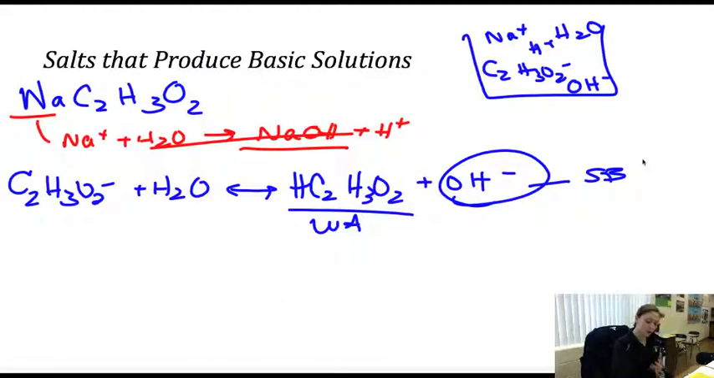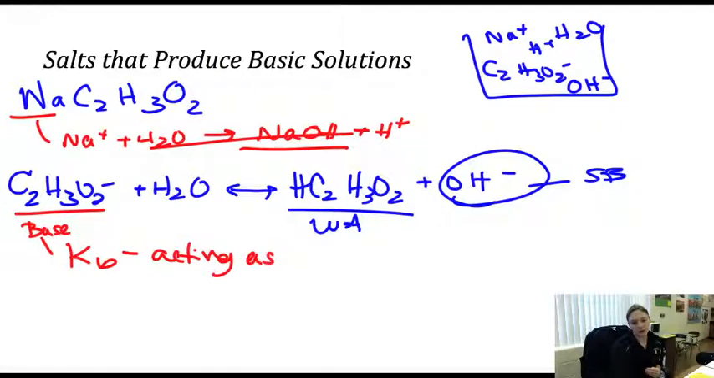Okay, so the C2H3O2 is the thing determining my pH for my solution. And it's basic because you have the extra OH minus. Now, you're going to use a Kb value when we talk about these later because this C2H3O2 is a base. It is the conjugate base of a weak acid. So when I look at it from this direction, I'm talking about using a Kb value. So you've got to be very careful because this is acting as a base.